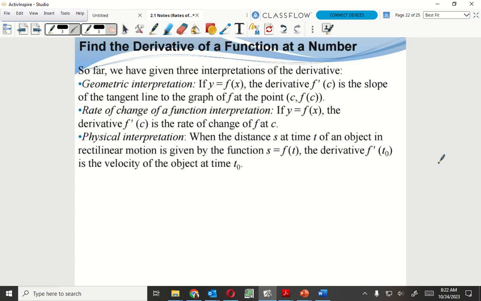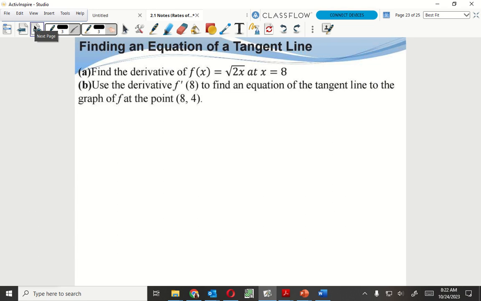And physical interpretation: when the distance s at time t of an object in rectilinear motion is given by the function. That's what we did with throwing the rock off the bridge. Find the derivative of this at x equals 8.